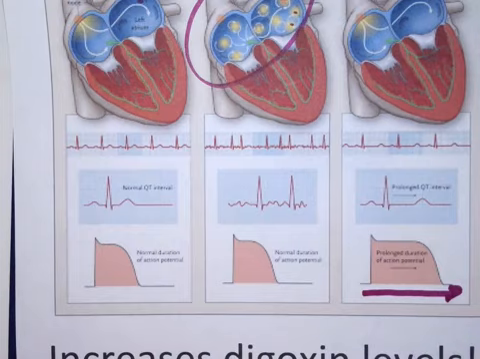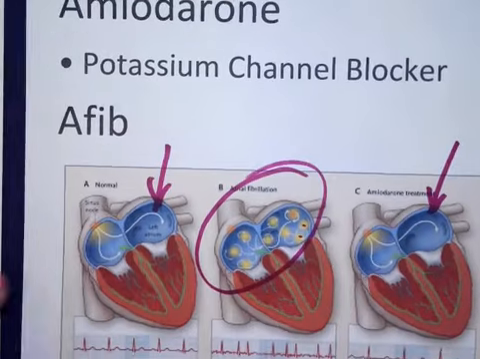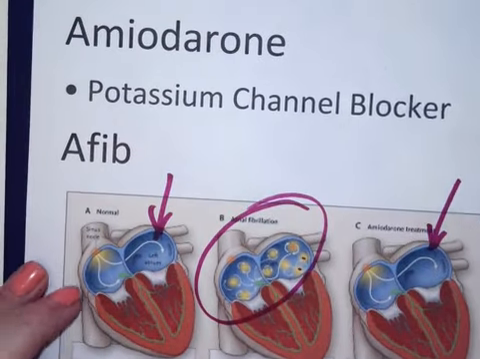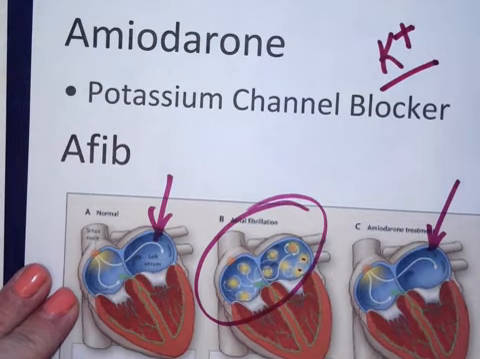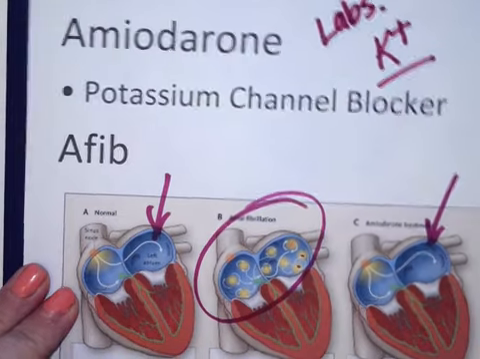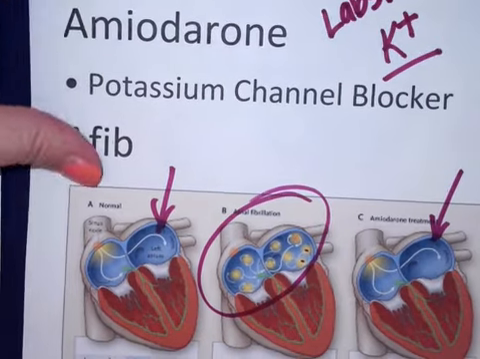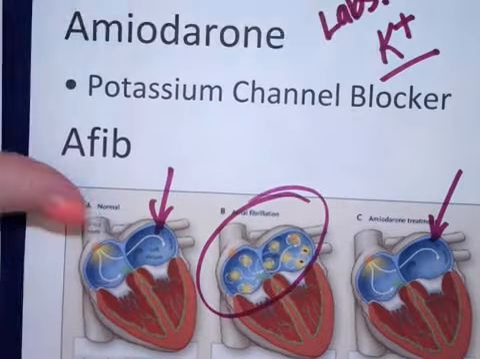So a couple of problems with this. Because it's a potassium channel blocker, we need to make sure that our patient's potassium levels are good. If they are low on potassium, we replace it. You need to check their labs and make sure that their potassium labs are in normal range before you give this amiodarone. Makes sense, right? Potassium blocker, check potassium.